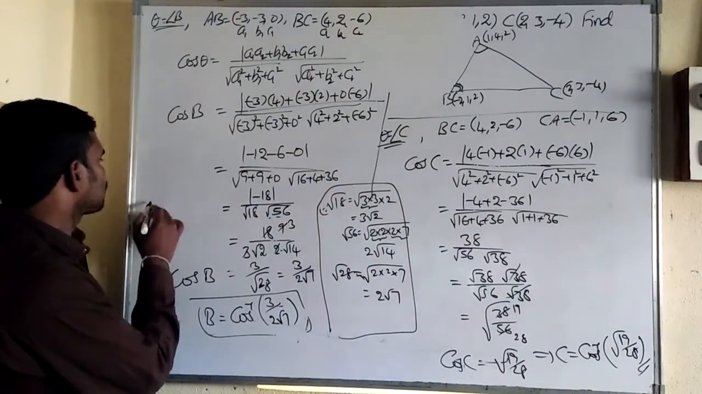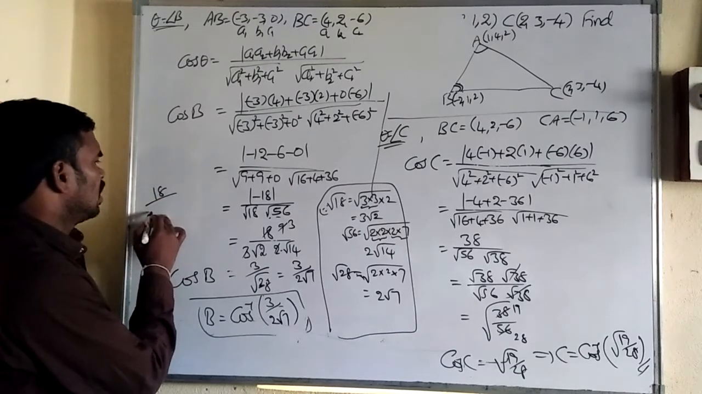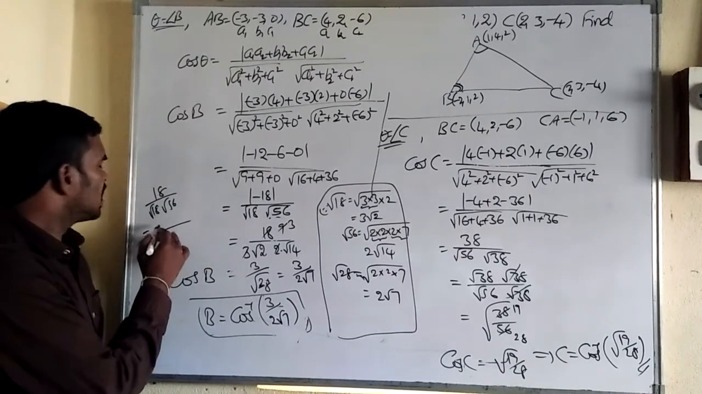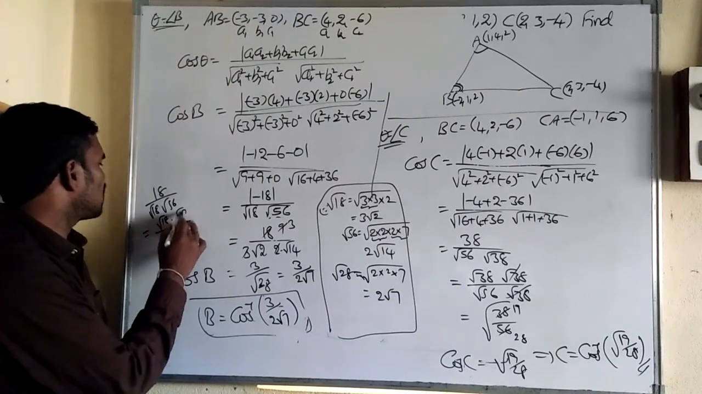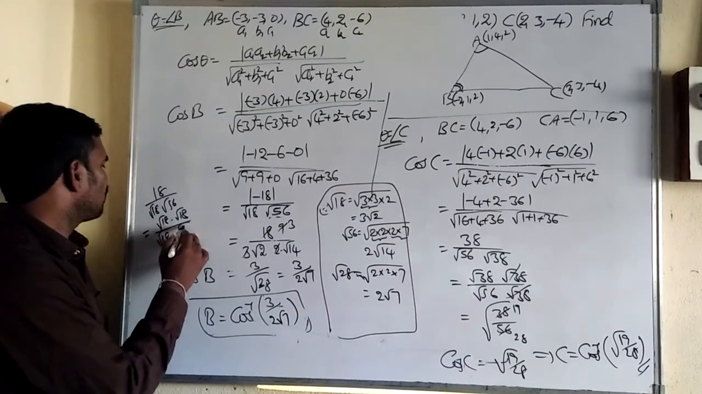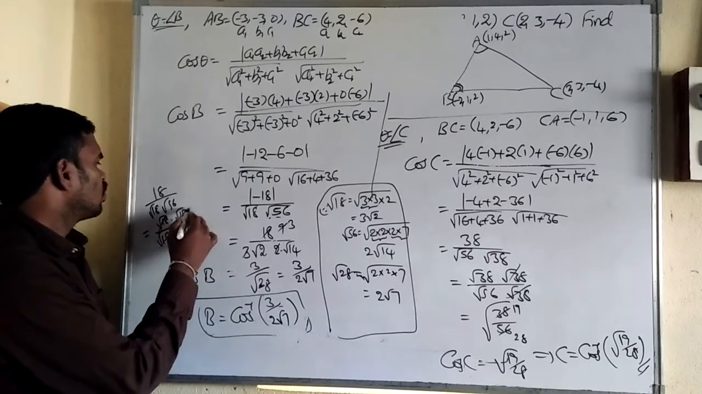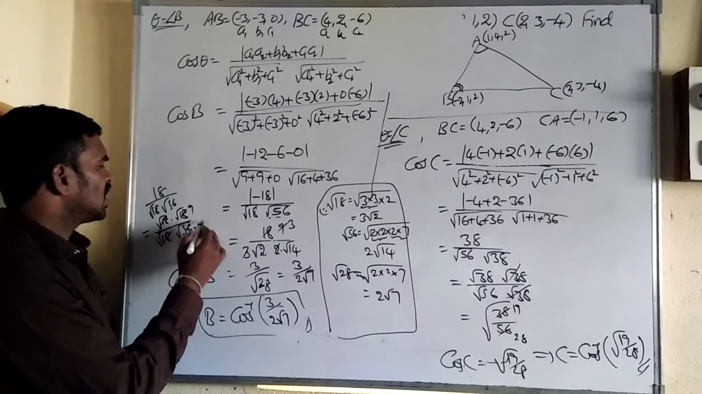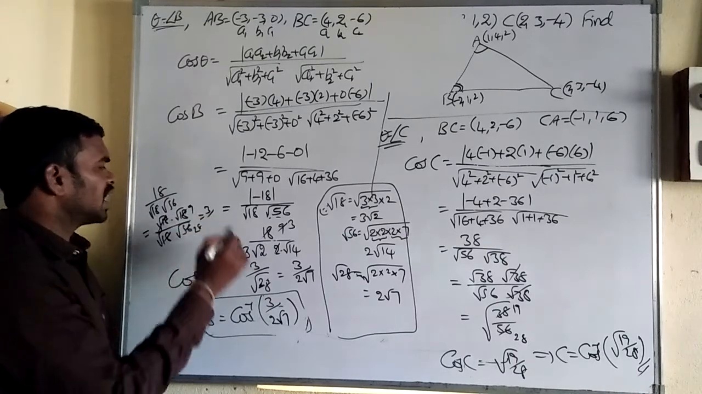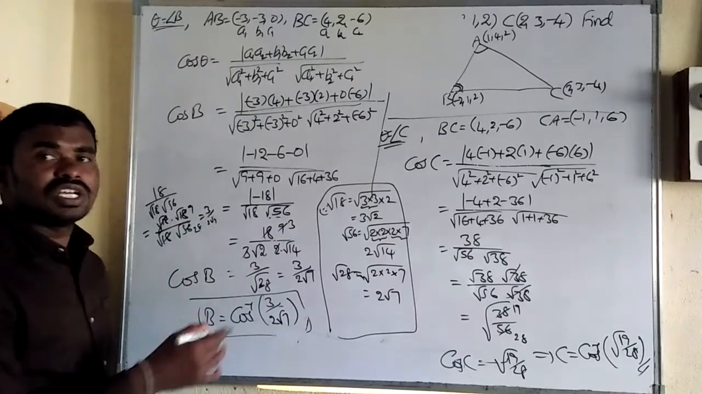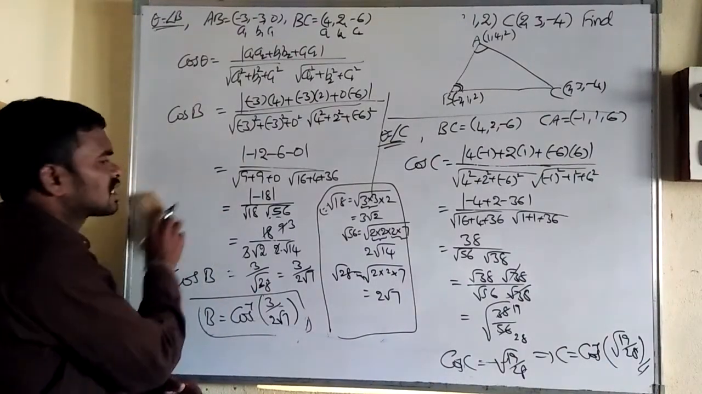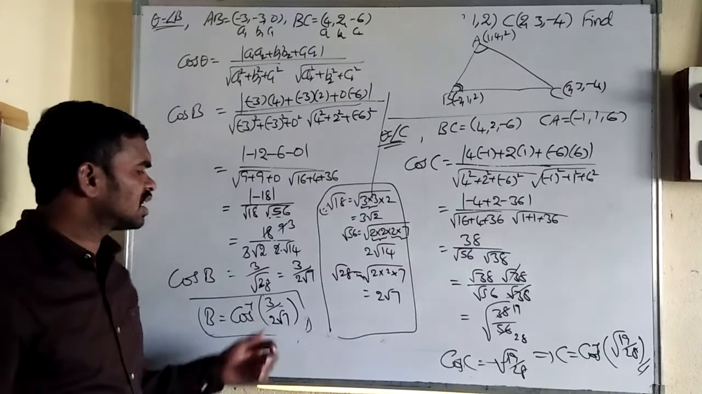18 by root 18 into root 56. So in the numerator, 18 can be written as root 18 into root 18, divided by root 18 into root 56, as it is cancelled. 2 9s are 18, 2 2s are 4, 2 8s are 56. Root 9 means 3 by root 28 means 2 root 7. So simplifications we can do in different methods, but finally the answer is the same.